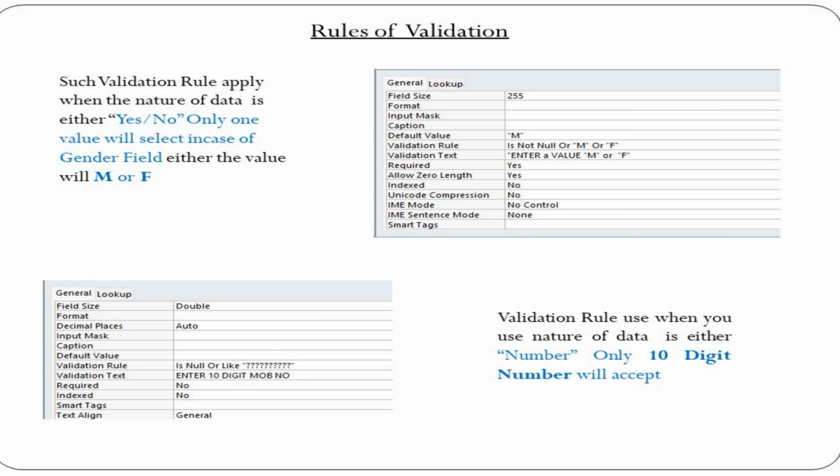Second case, validation rule when the nature of data is a number. Only a 10-digit number will be accepted. Suppose that a user wants to feed his or her mobile number, so the value should be only in number. And another restriction is that it should be 10 digits, neither 9 digits nor 11 digits. It should be exactly fed in 10 digits.